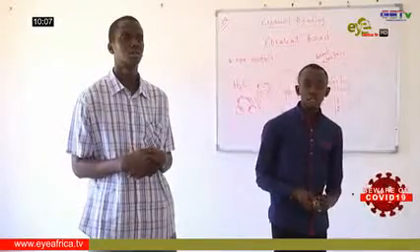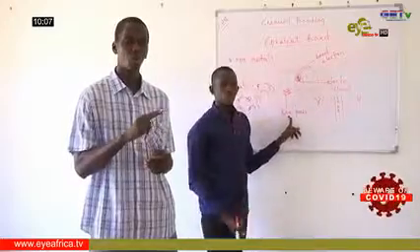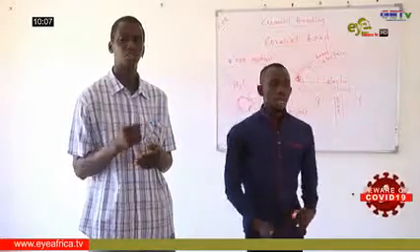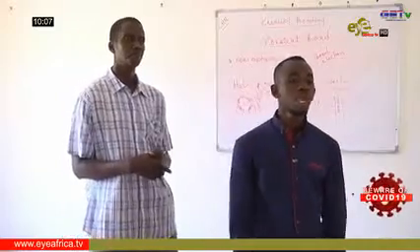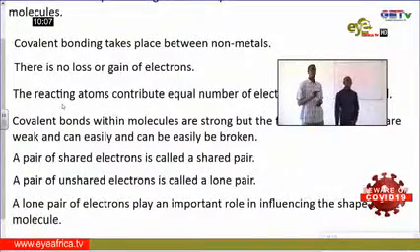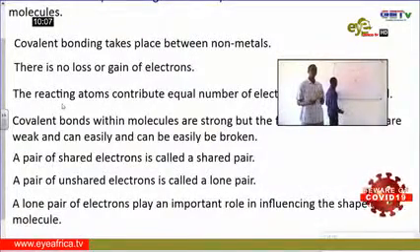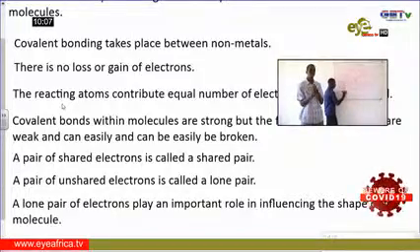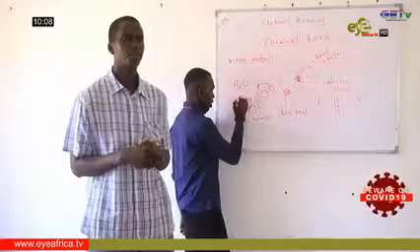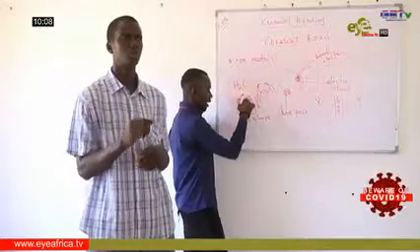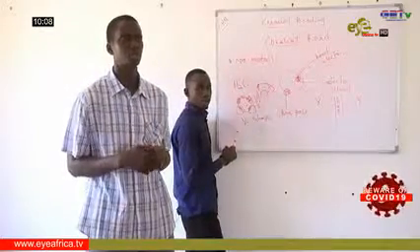A pair of unshared electrons is called a lone pair. A lone pair of electrons also plays an important role in influencing the shape of the molecule. Now you see, the shape of water is a V shape, because the lone pair electrons here are influencing the shape of the water.